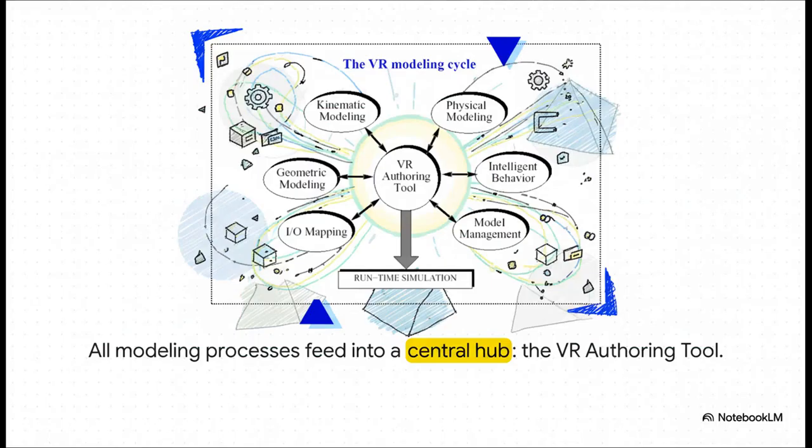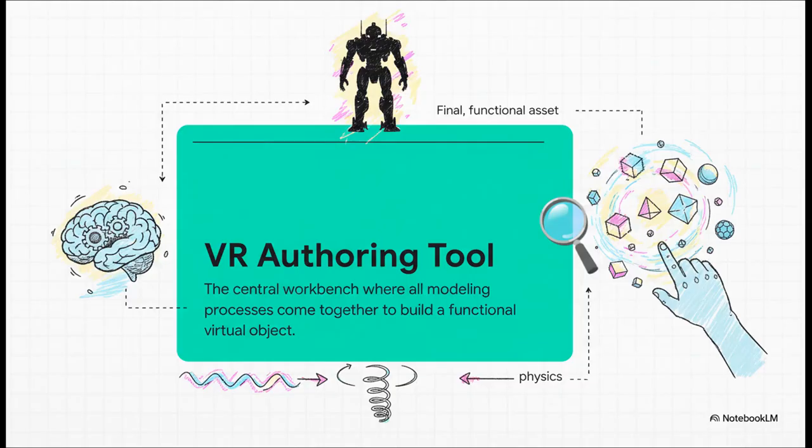But here's the key. These steps don't just happen in a vacuum. As you can see here, they all feed into this central hub, this command center that brings everything together. And this hub is what makes the whole process actually work. And that hub is called the VR authoring tool. This is so crucial. It is the digital workbench. It's the piece of software that brings the object's shape, its movement, its physics, and its intelligence all together to create one final, functional thing for the virtual world.